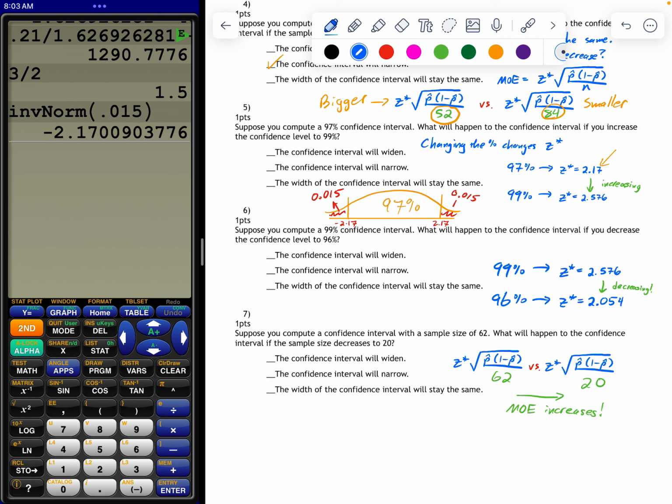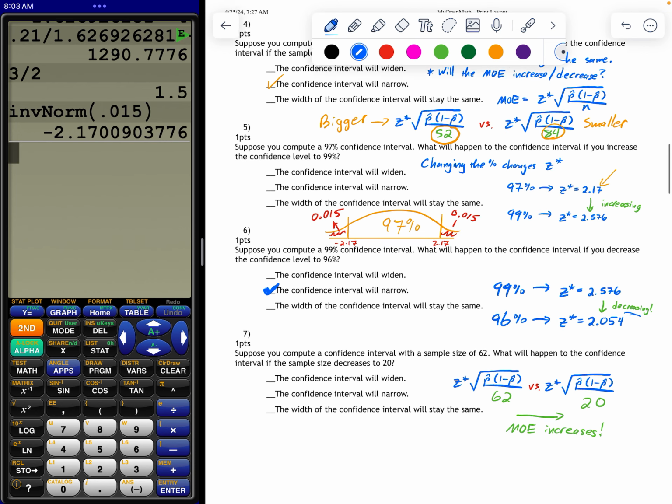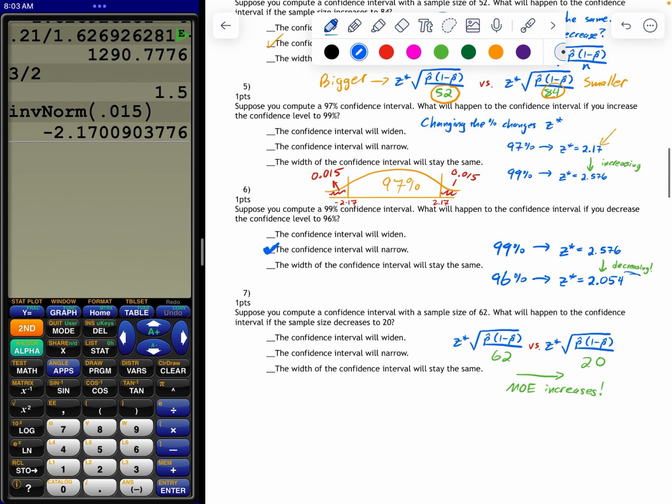So the Z star goes down, it decreases. If everything else stays the same and your Z star goes down, what happens to your margin of error? It will go down, which will make your interval narrow. You can also think, if your confidence percentage goes down, you're less confident. So that means the search area, or the interval, so to speak, is smaller.